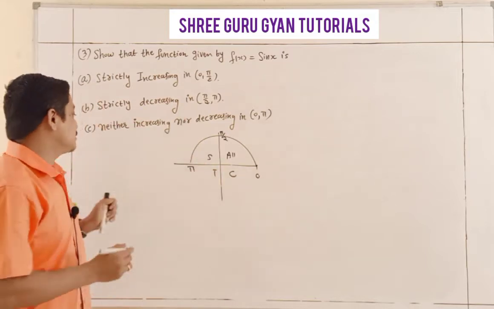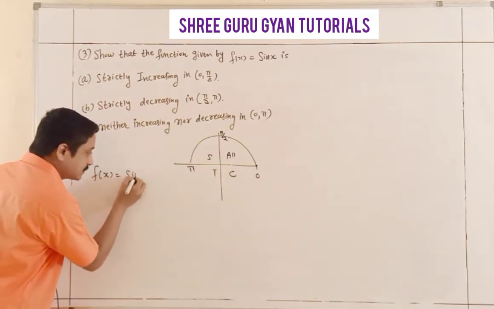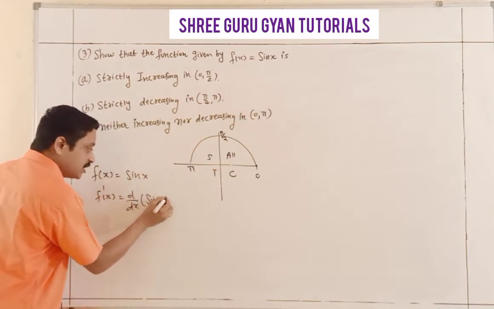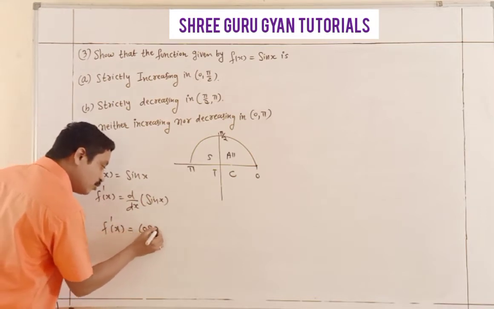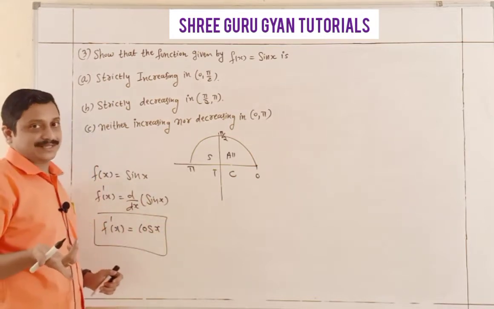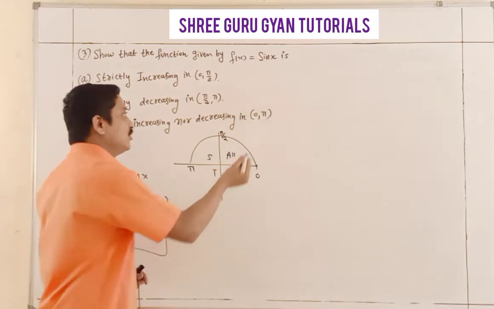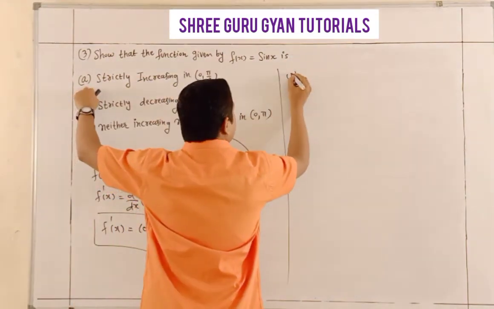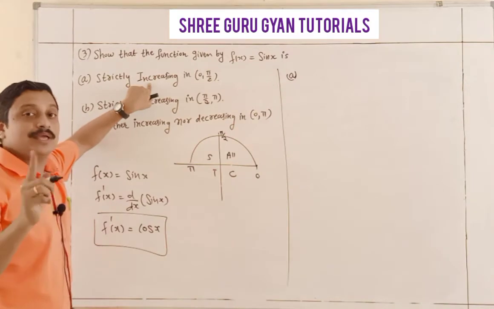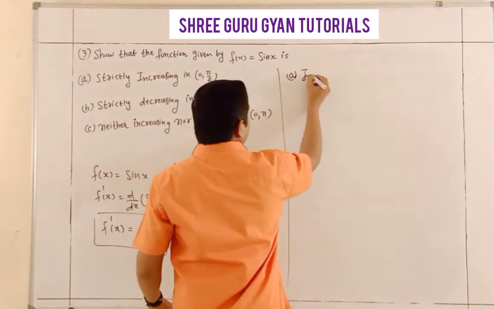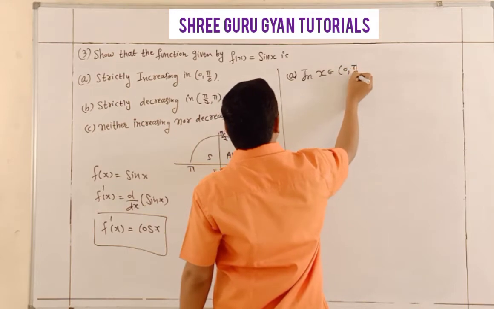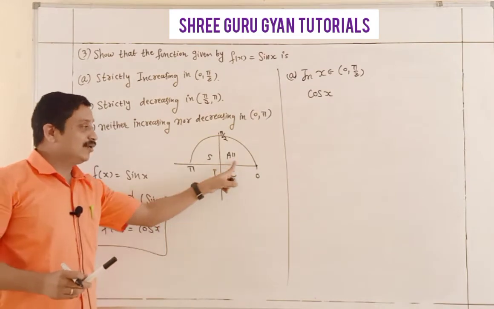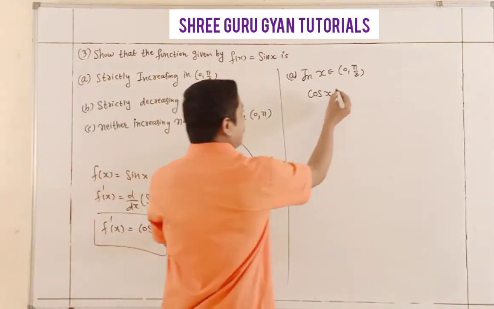I start with my function sin x, differentiation with respect to x. Students, take it down: you know that the derivative of sin x is how much? It is cos x. And I start one by one. First case, students, I operate now on this first one, strictly increasing in 0 to 90. So x belongs to 0 to 90. You know that, what is your answer? Cos x, in the first quadrant. So write down greater than 0.